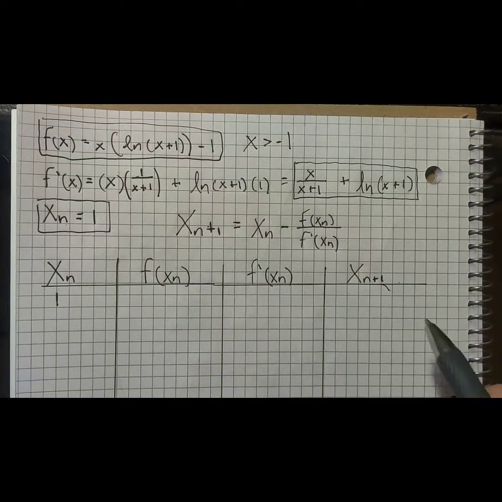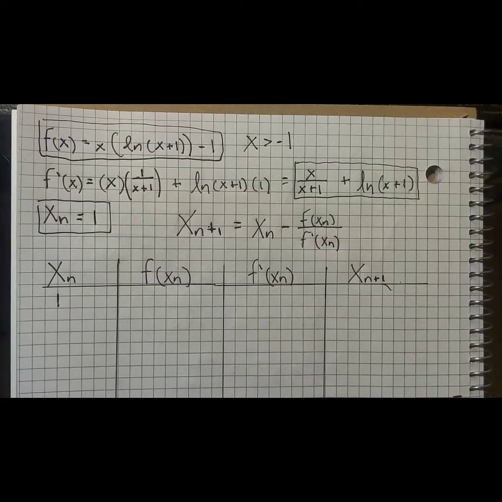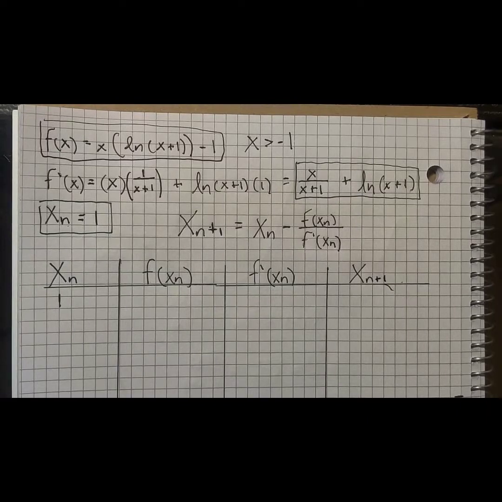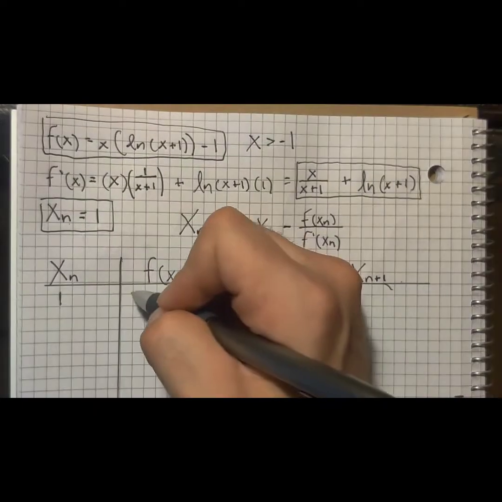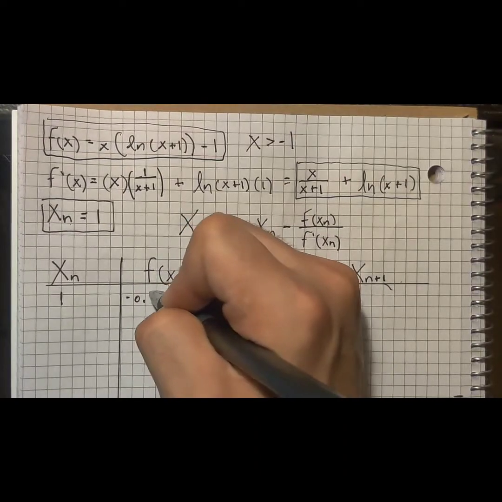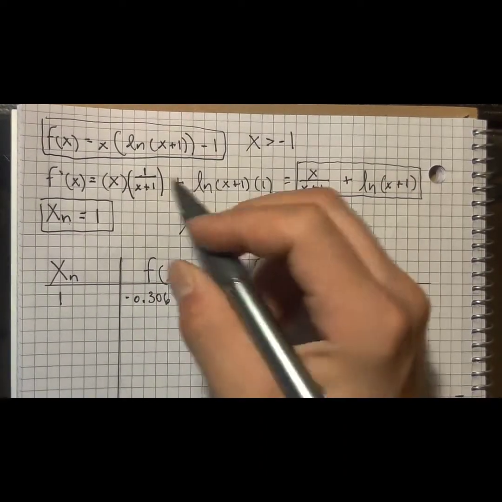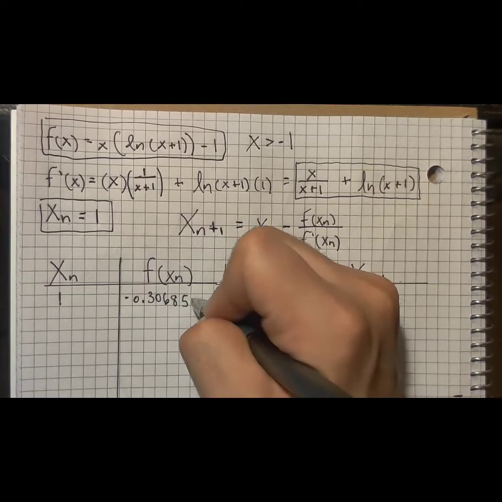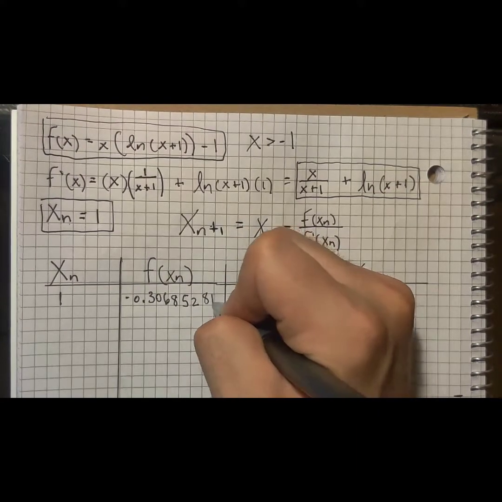Don't you hate when that happens? Anyways, so we already plugged 1 into our initial function, and we got -0.306852819.